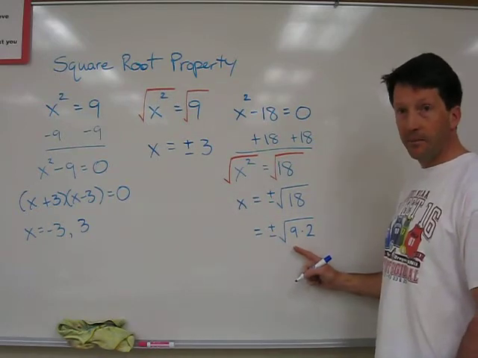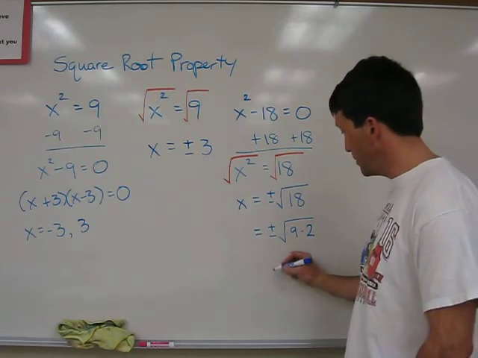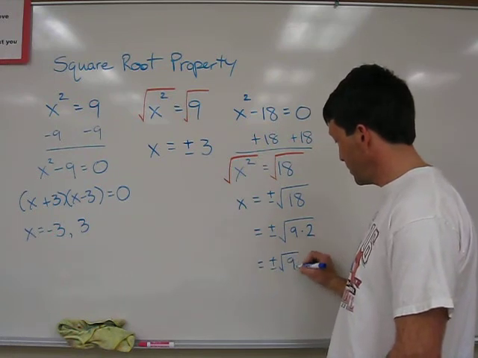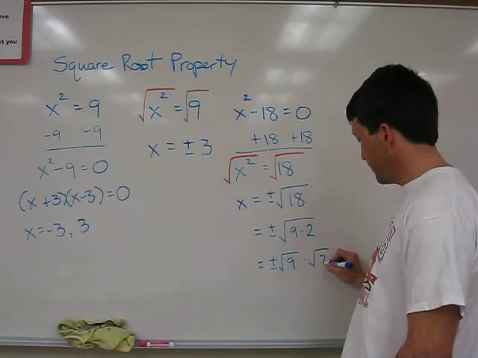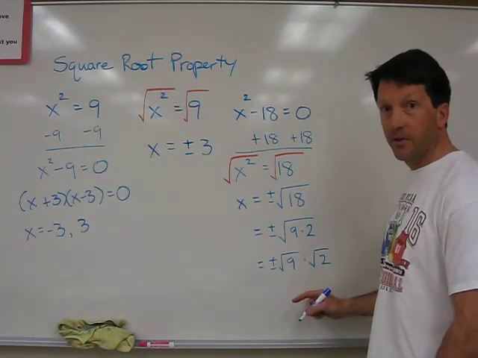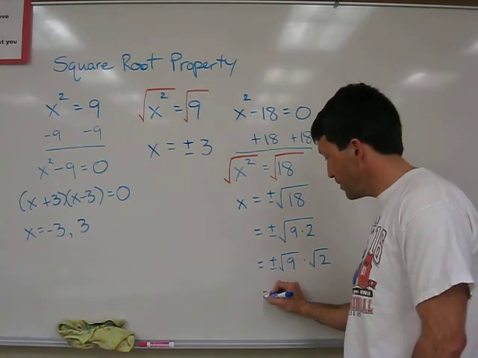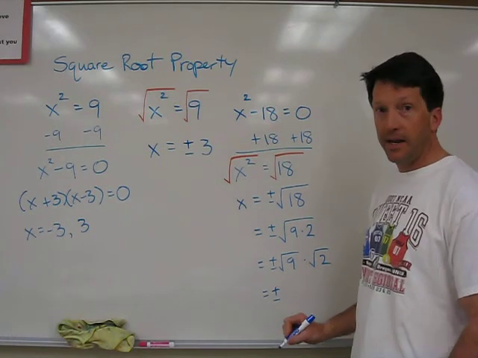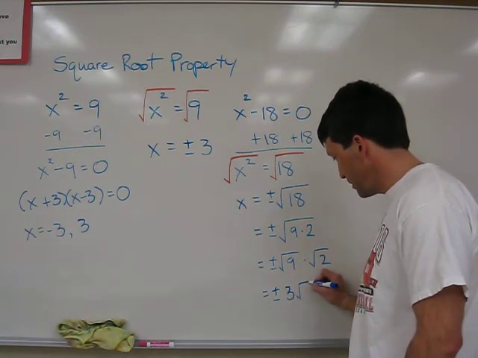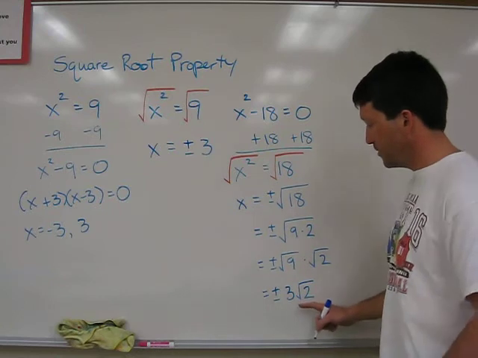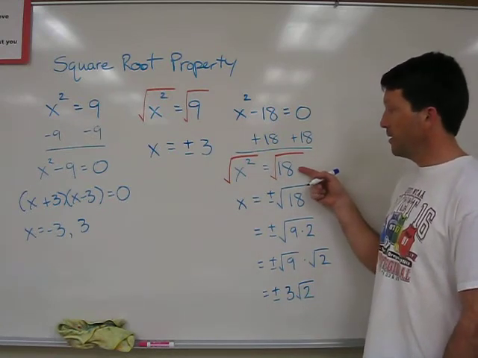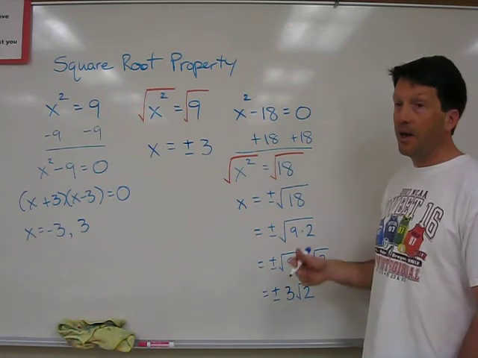And if I break these apart into separate square roots, now I know what the square root of 9 is. That's 3. So the answer then equals plus or minus 3 times the square root of 2. So that's as far as you can simplify one like that. This one was a little bit harder because the number I was working with was not a perfect square.